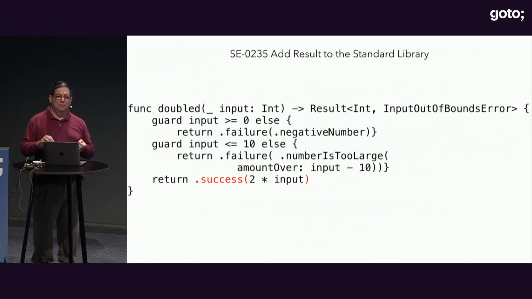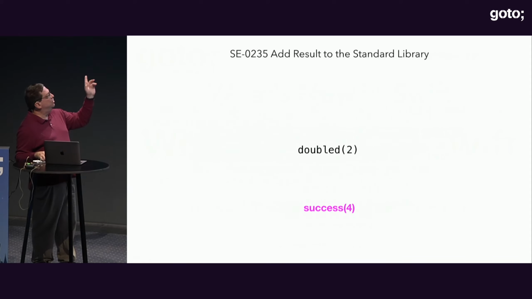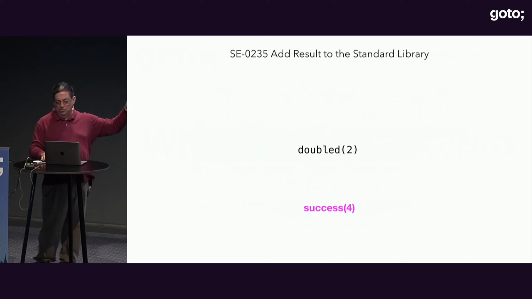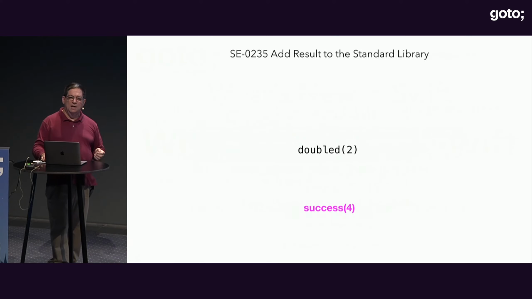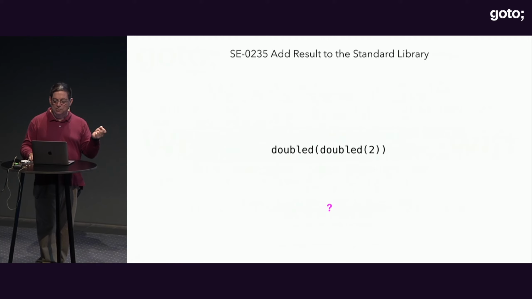Now, you know how sometimes optionals are a pain because you have to reach inside and get the thing. You have to unwrap it somehow. It's the same pain here. When I doubled 2, I don't get 4, I get success of 4. So I'm going to have to reach inside. And so I can't do things like doubled, which takes an int, and call doubled on the result, because the first doubled returns a success.